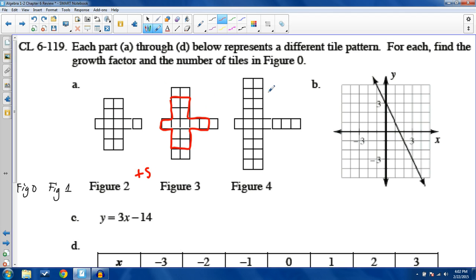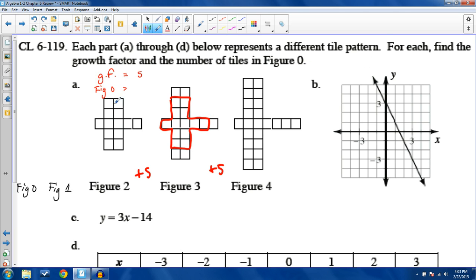Same idea from 3 to 4. It adds 2 on top, 2 on bottom, and 1 to the side. It's another plus 5. So each time I'm adding 5, that is my growth rate. So for A, my growth rate is 5, or 5 over 1. Growth factor. Let's do that. Growth factor. Number of tiles in figure 0.